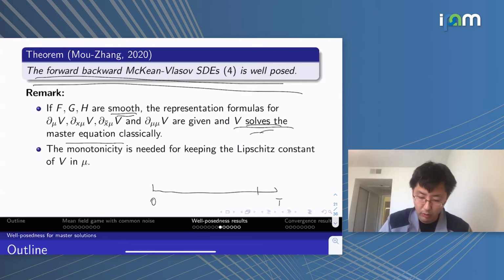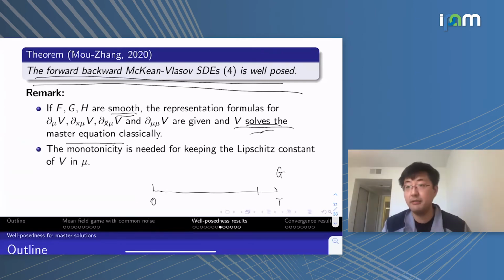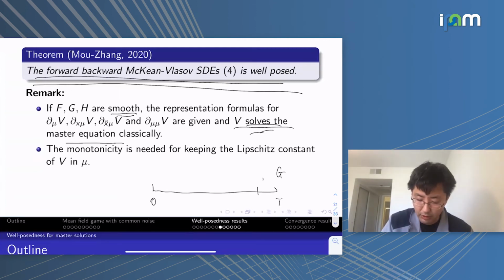Okay, so what we did is, here is a G. This is the terminal condition. Then you solve the FBSDE locally here, and you start from here. So this is your terminal condition. Then you use the decoupling field at t minus delta 1, and then you start again.